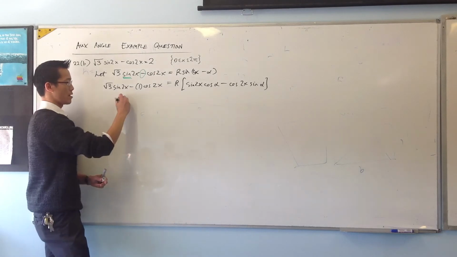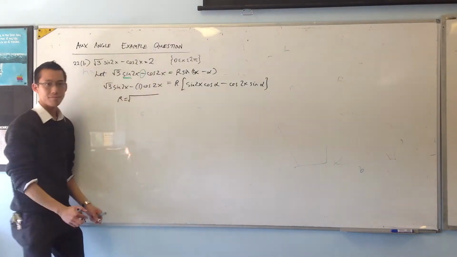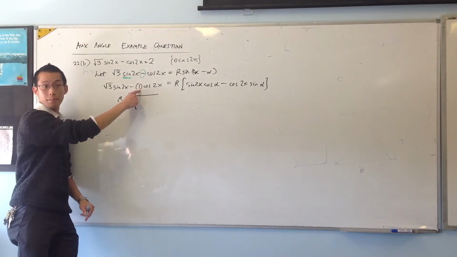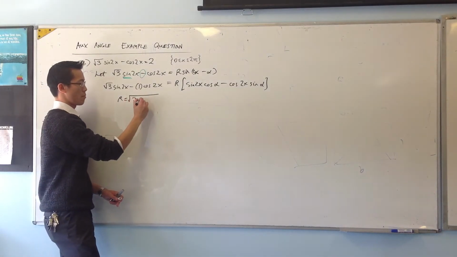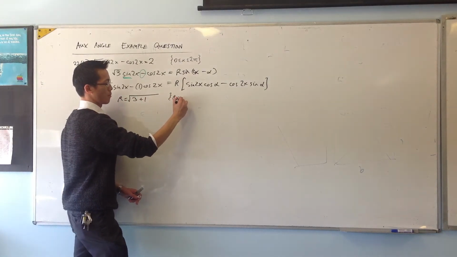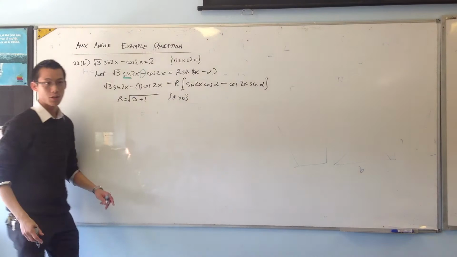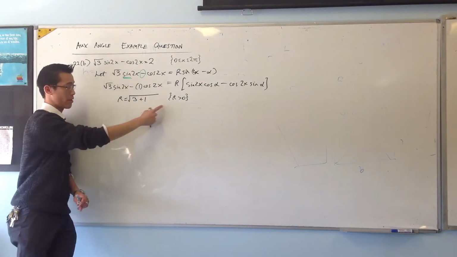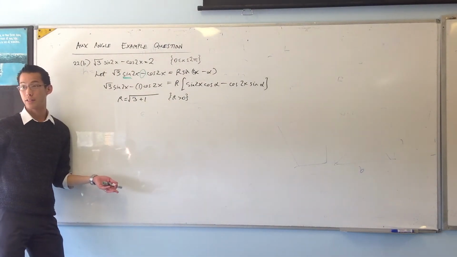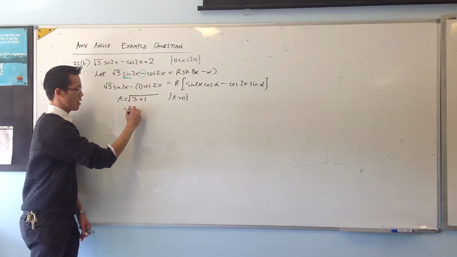R is just going to be the square root of a squared plus b squared, right? I'm going to go 3 plus 1. Okay? So since I wrote down straight away that it's a positive square root, that's why I mentioned it has to be greater than 0. Okay? So r is equal to 2.